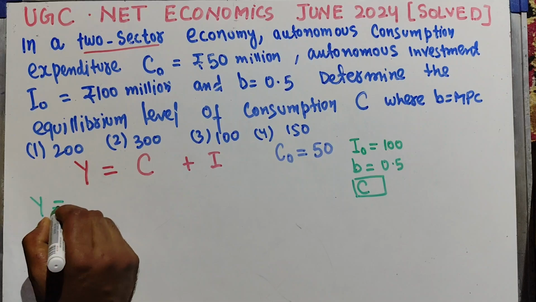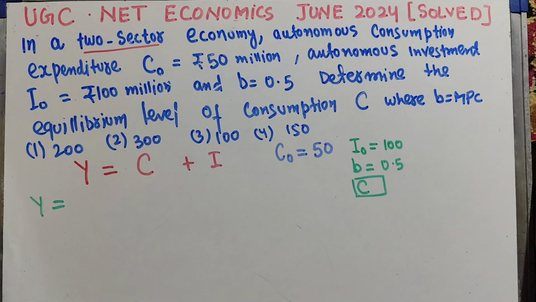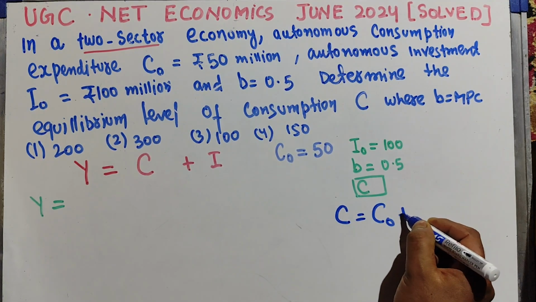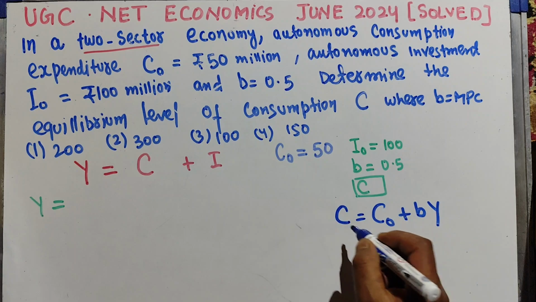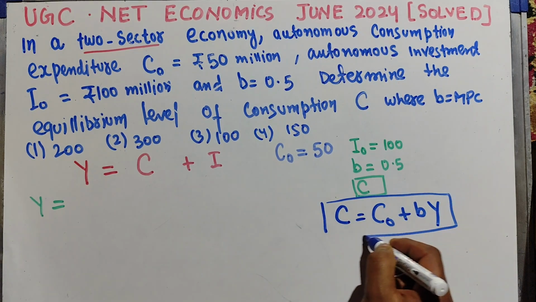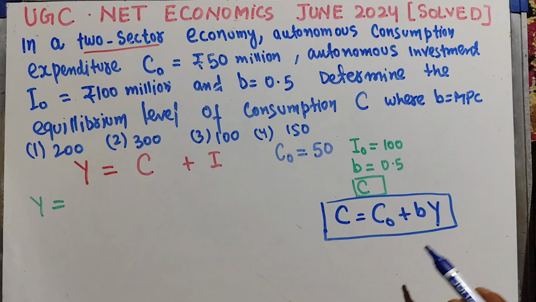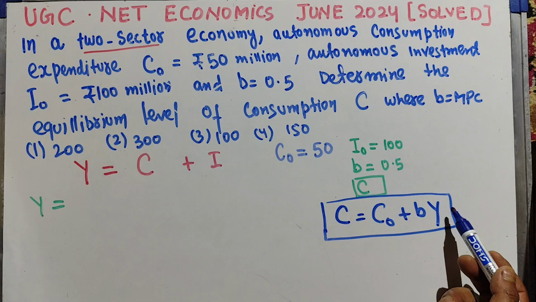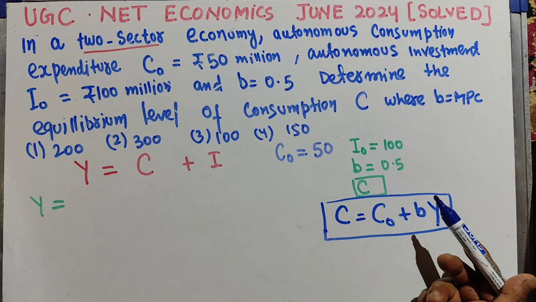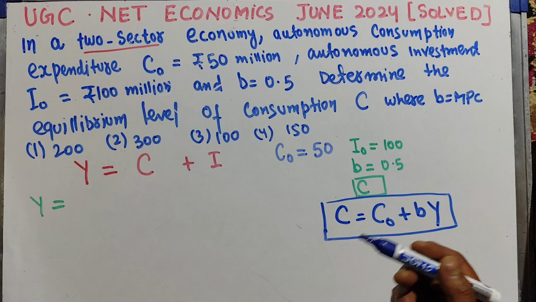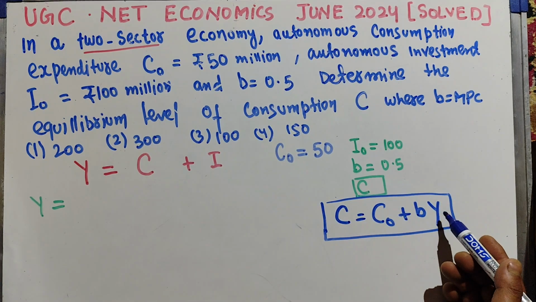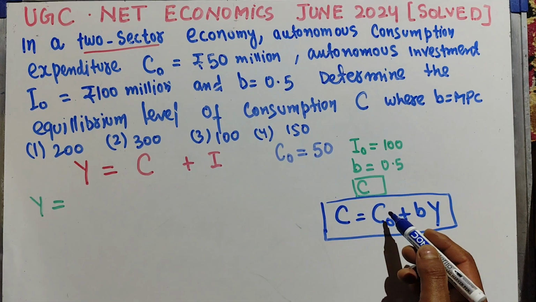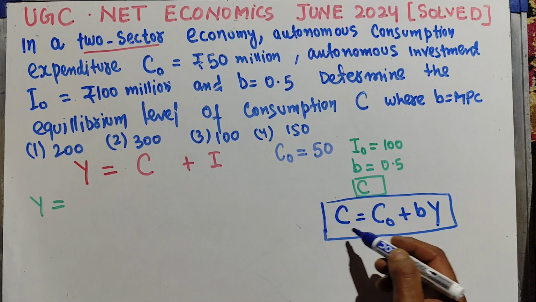So Y will be equal to, we know that consumption is equal to, what is the consumption function? Consumption is equal to the autonomous consumption C naught plus B times Y. That is, consumption is a positive function of the level of GDP or income. This C naught tells us that if income is equal to 0, consumption is still a positive number, obviously. That means we must consume when our income is equal to 0, and that is denoted by the autonomous consumption. B is the marginal propensity to consume. This is our consumption function.